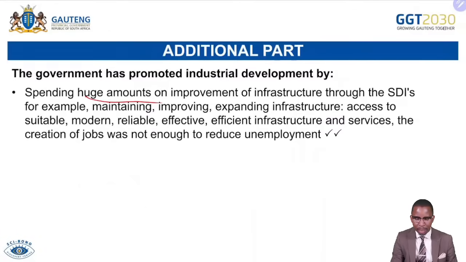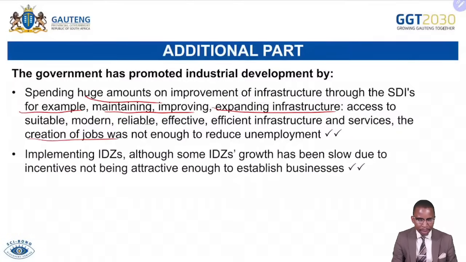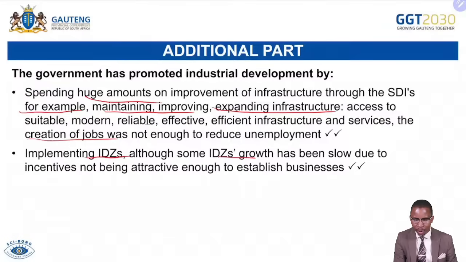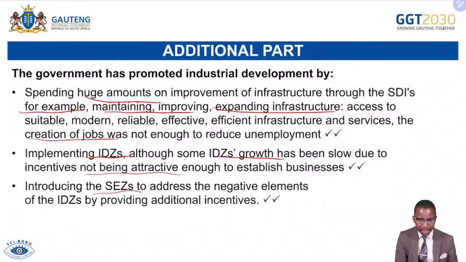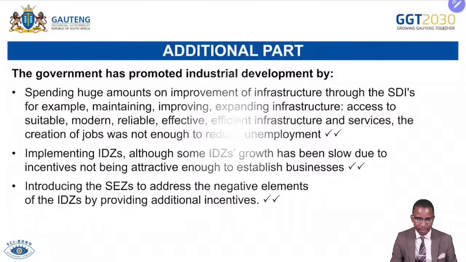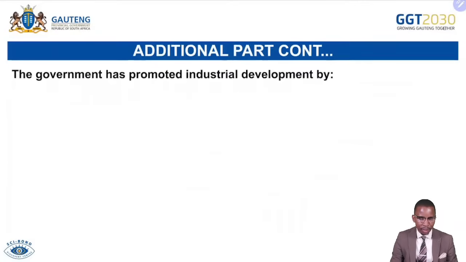Spending a huge amount on improvement of infrastructure through SDIs, for example, maintaining, improving, and expanding infrastructure, access to suitable, modern, reliable, effective, efficient infrastructure and services. The creation of jobs was not enough to reduce unemployment. Implementing ITZ, although some ITZ growth has been slow due to incentives not being attractive enough to establish businesses. Introducing SEZ to address the negative elements of the ITZs by providing additional incentives. We continue with the additional part.